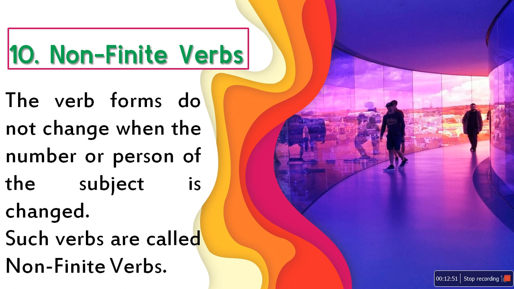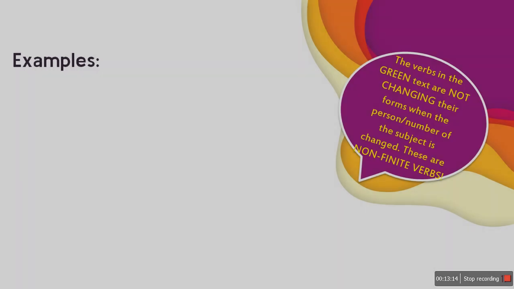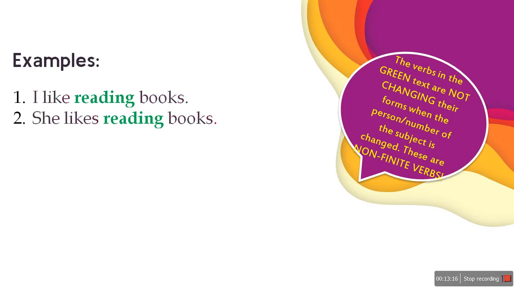Non-finite verbs. The verb forms that do not change their form when the number or person of the subject is changed are called non-finite verbs. It's quite opposite to finite verbs. There we learned the verb forms will change according to the subject and person. Okay, but here they do not change. Let's see some examples. I like reading books. She likes reading books. We like reading books.